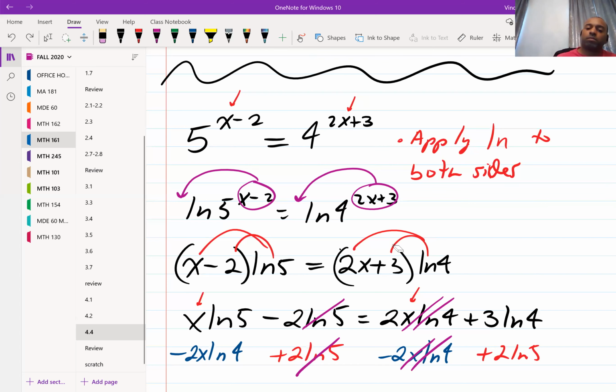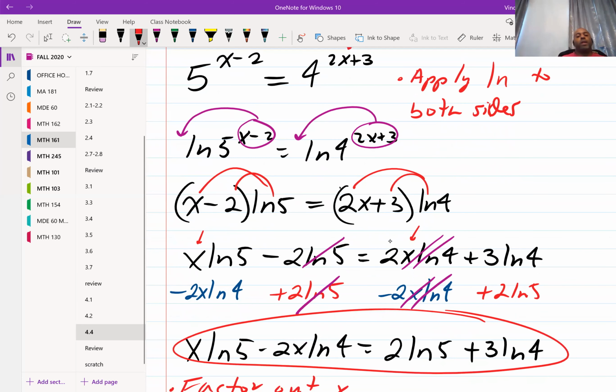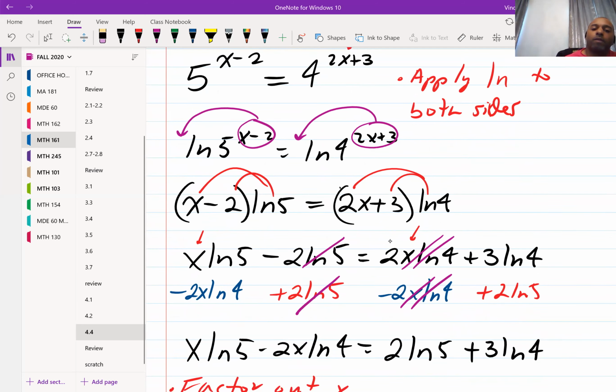That leaves us with this equation: x natural log of 5 minus 2x natural log of 4 equal to 2 natural log of 5 plus 3 natural log of 4. All right, make sure everybody's with us.